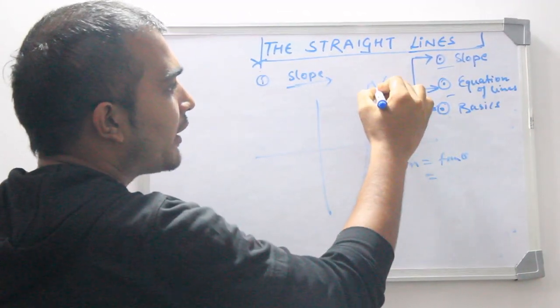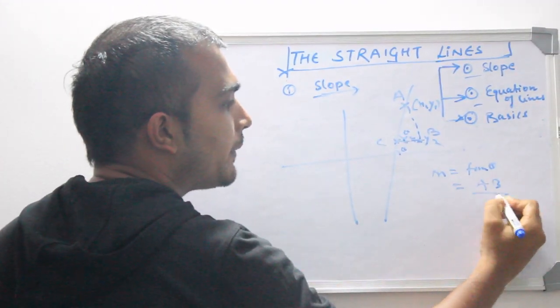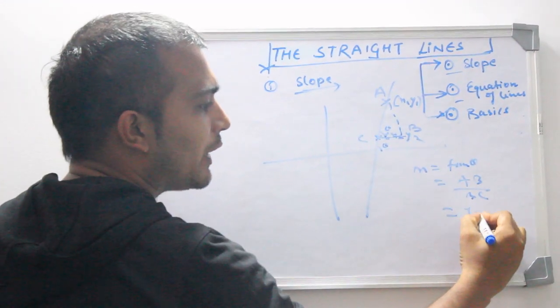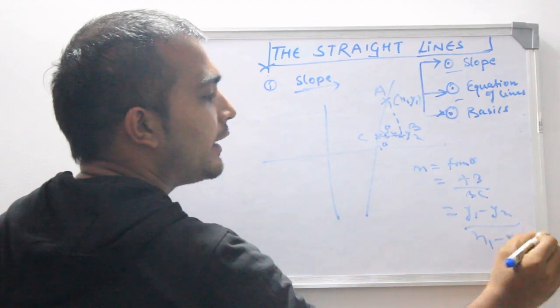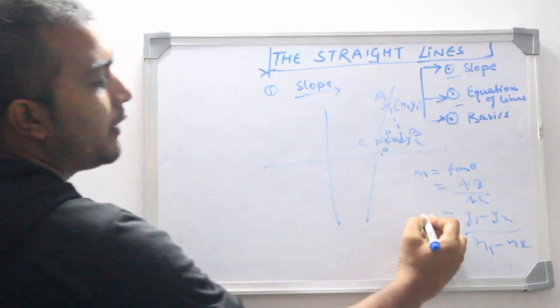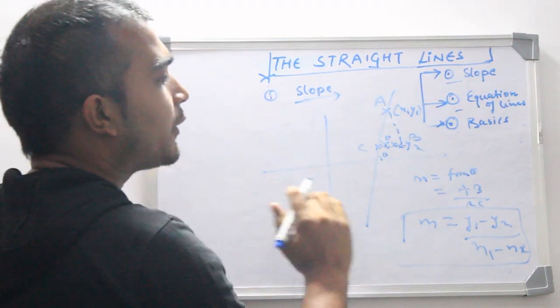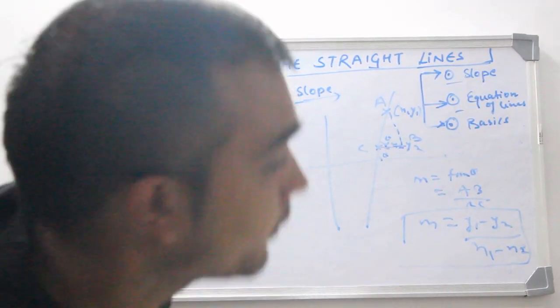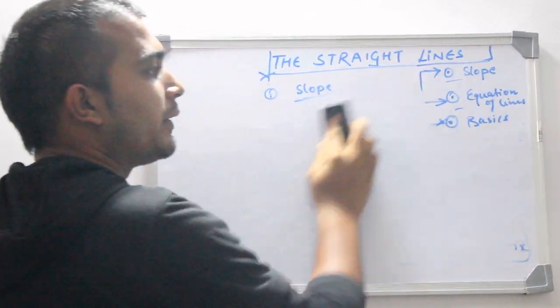So considering this triangle, say this is A, this is B and this is C, tan theta is AB by BC. What is AB? Change in Y, which is Y1 minus Y2. What is BC? Change in X, which is X1 minus X2. You get the slope. So if 2 points are given or the angle is given with respect to the positive x-axis, you can find out the slope. So these are two ways of finding out the slope of a given line.